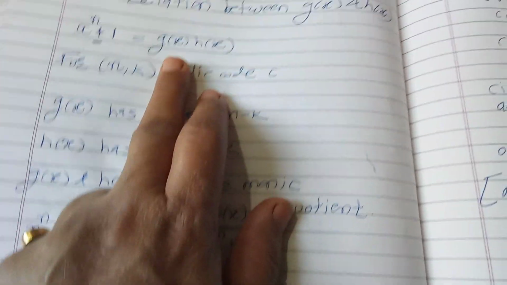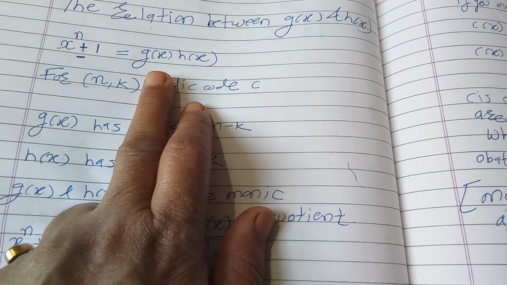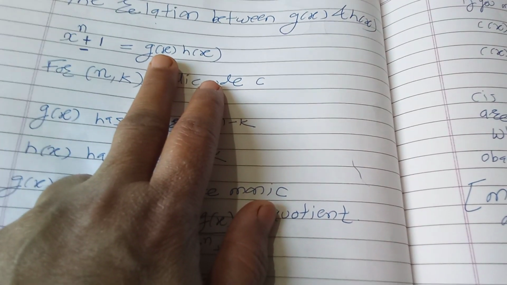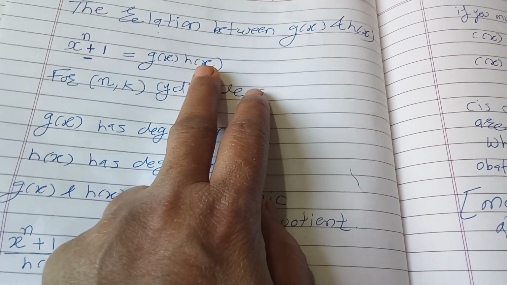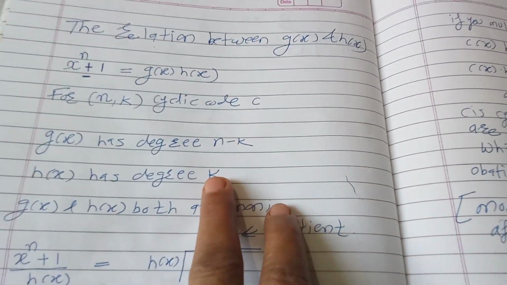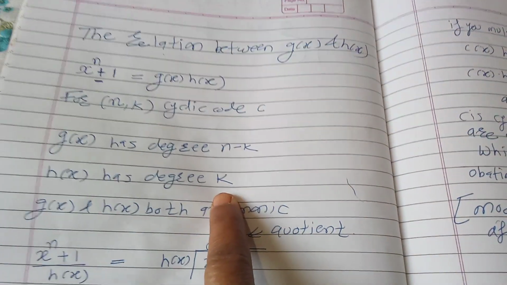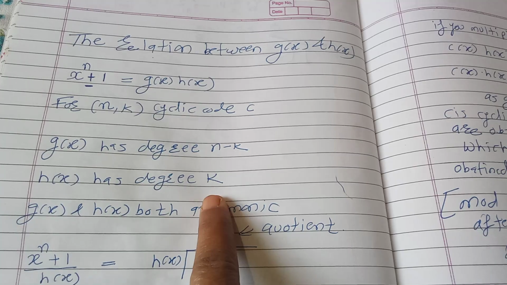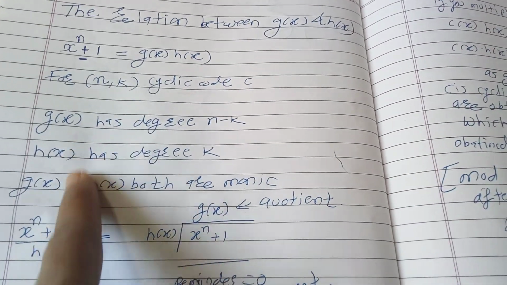Now we already know that g(x) has the degree n minus k. If it has the degree n minus k and here it is n, that means h(x) should have the degree k. So n minus k plus k is equal to n. So h(x) has the degree k. h(x) is called the parity check polynomial. g(x) is called the generator polynomial.